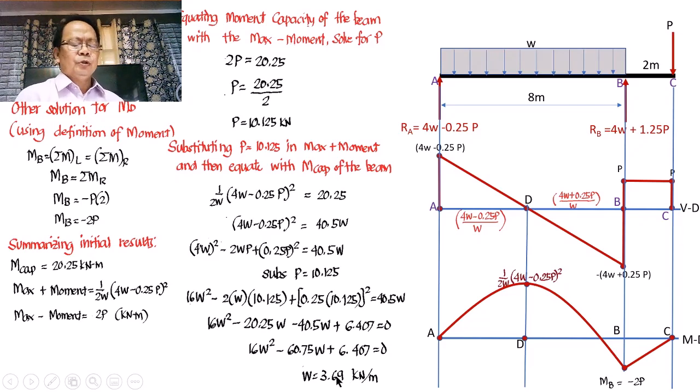3.69. So, ang ibig sabihin nito, the maximum P that can be applied simultaneously with W will be equal to 10.125 kilonewton and 3.69 kilonewton per meter respectively. At yan ang solution sa ating sample problem. Sana guys, sa pamamagitan ng sample problem na nakita natin ngayon ay mas lalo ninyong naintindihan kung paano i-solve ang problem, particularly on the stresses ng beam.